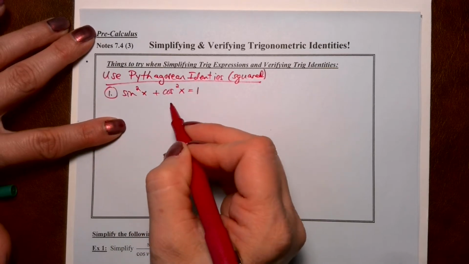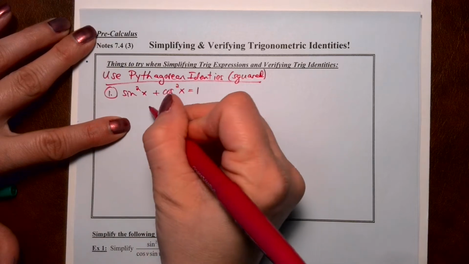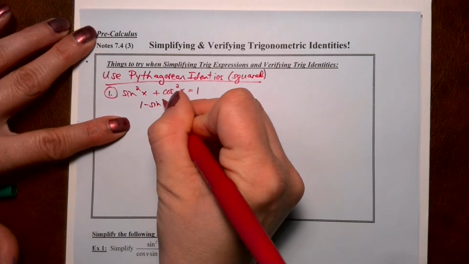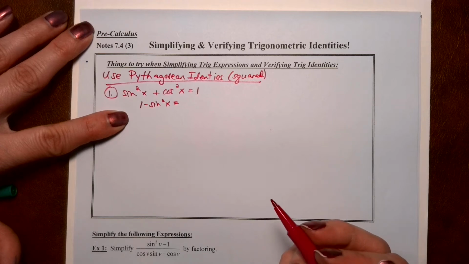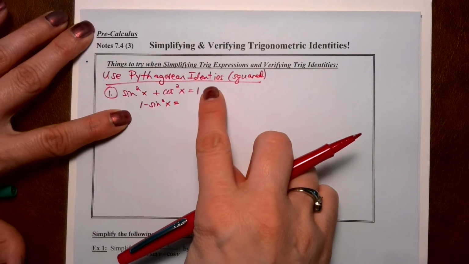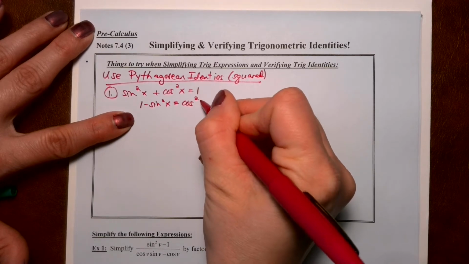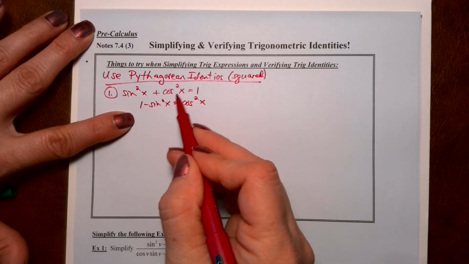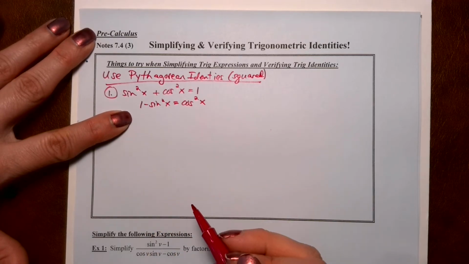And of course you can rearrange these. So if you happen to see 1 minus sine squared of x, what would we replace that with? If the sine squared of x was on the right-hand side, that would be equal to cosine squared of x. They all have to have the same angle. Don't forget to put the angle, and it has to be squared.